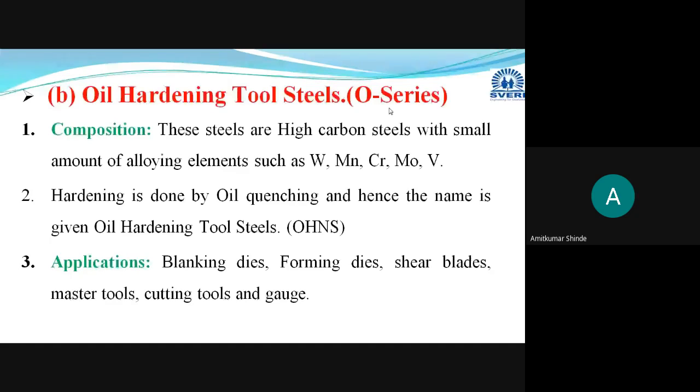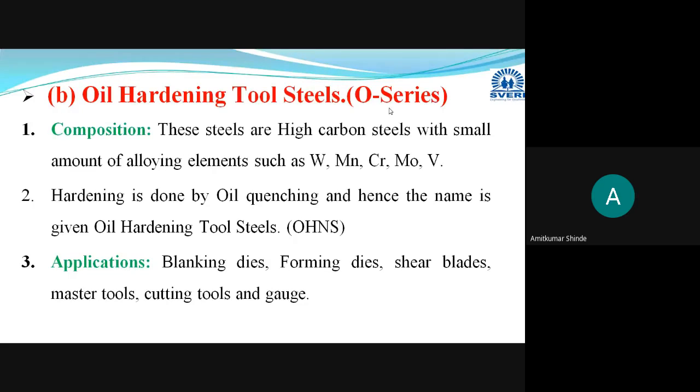In the first type, that is the water hardening tool steel, no alloying elements are there. Only plain carbon steel is there, meaning iron and carbon. But in this oil hardening tool steel, along with iron and carbon, other alloying elements are present in a small amount, and the carbon content will be in the higher range, that is more than 0.6%. High carbon steels with a small amount of alloying elements like tungsten, molybdenum, chromium, vanadium, and manganese.